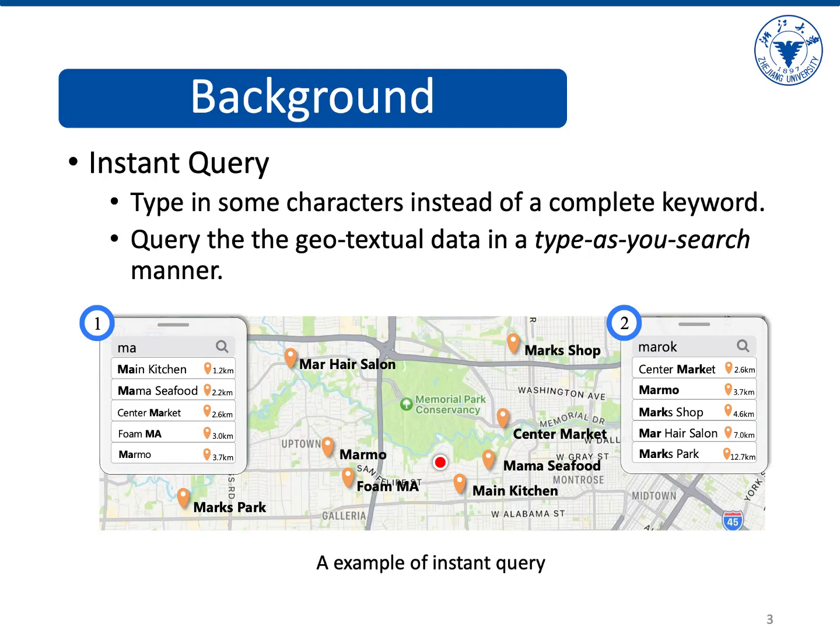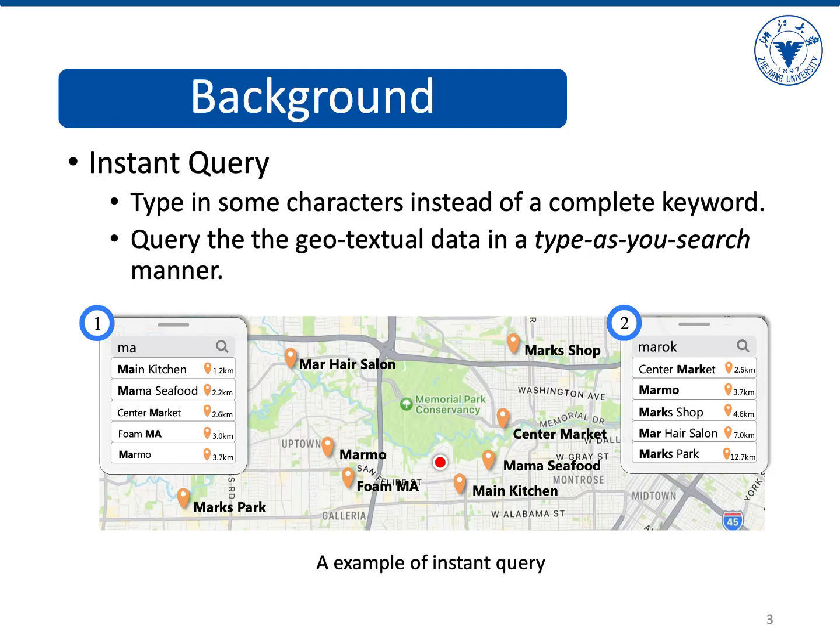Geotextual objects associated with both geographical and textual information are ubiquitous in daily life. Instant spatial keyword queries return the results as soon as users type in some characters instead of a complete keyword. It allows users to query the geotextual data in a type-as-you-search manner. Specifically, with every character of the keyword being typed in, the instant spatial keyword queries return geotextual objects that are relevant to the query inputs.